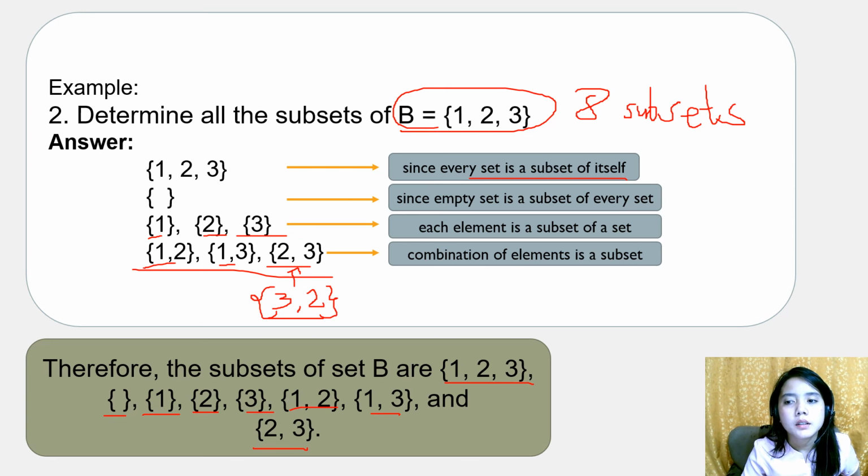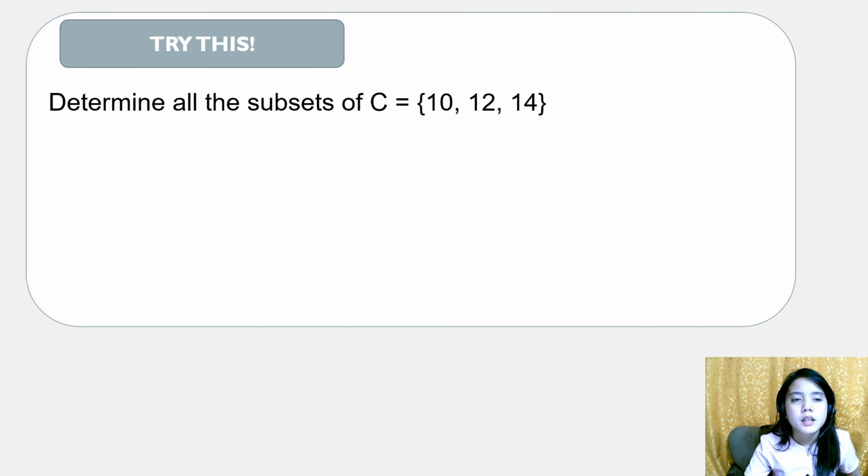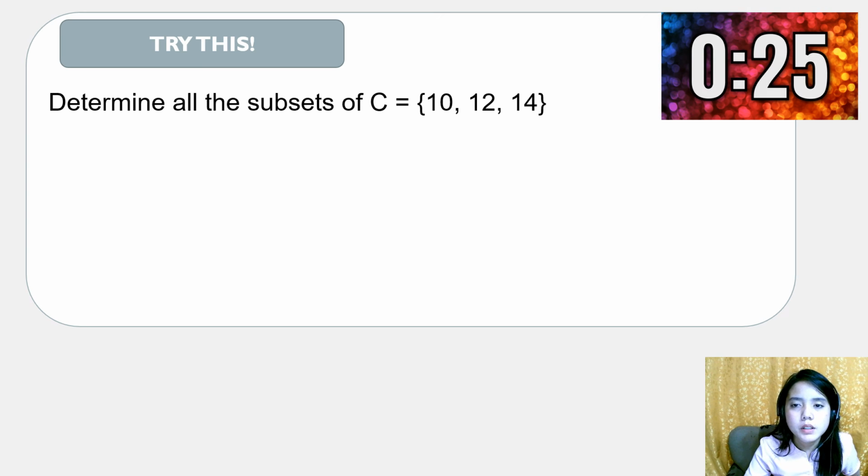Yan. Okay. Let's try this one. Okay, I want you to try this one. I want you to get a scratch paper and then you list the subsets of this given set. Okay, determine all the subsets of C is equal to {10, 12, 14}. Okay, I'll be giving you 25 seconds to answer this one. Let's try this. Okay, timer starts now.